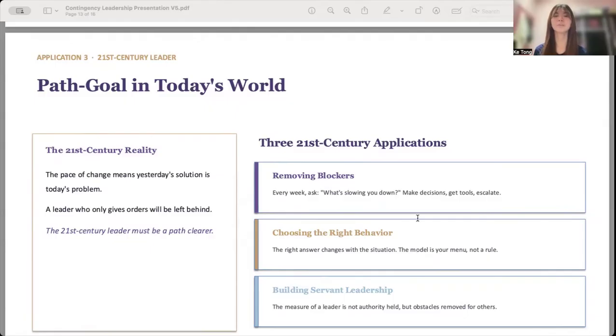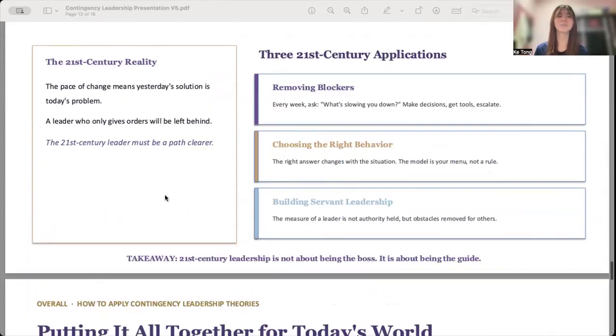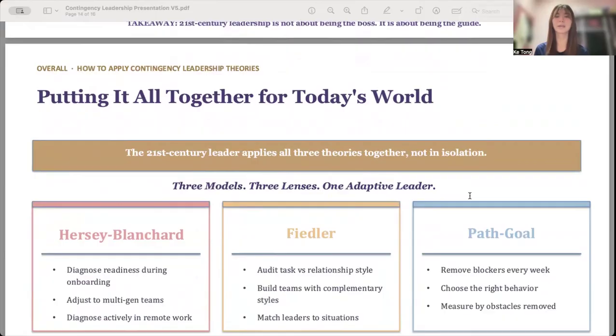So third, in building servant leadership, the best leader is the one who serves. Path-goal is the academic foundation of servant leadership. It tells us that the measure of a leader is not how much authority they hold, but how many obstacles they remove for others. So overall, let's put it all together.